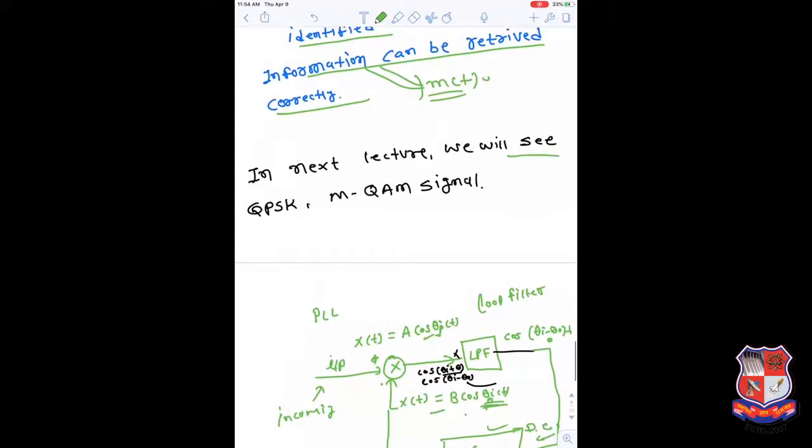In the next lecture we will see the QPSK signal and the QAM signal, known as quadrature amplitude modulation. Till then we will stop here, and we will meet in the next lecture.